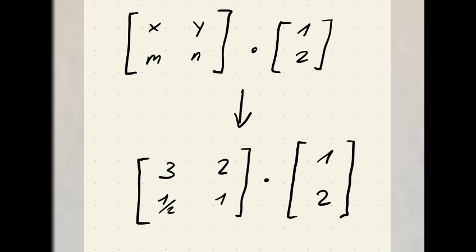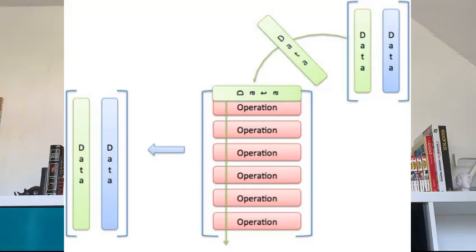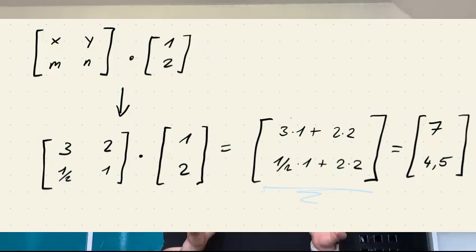M is 1/2, so it will half a number, and n is 1, so it will just take the number at face value. Now we want to multiply those two matrices, but how do we do that? Well, you have your matrix here and your number matrix here. You basically pour the number matrix on top. It's a very intuitive way of thinking about it.